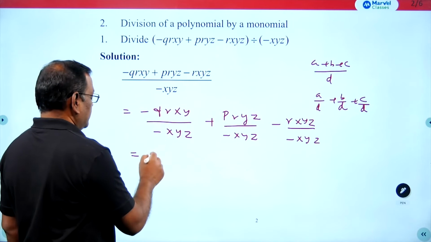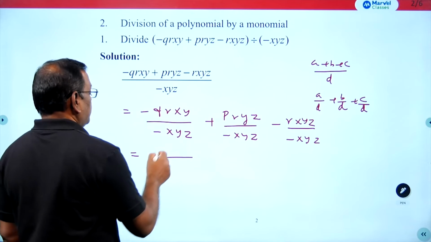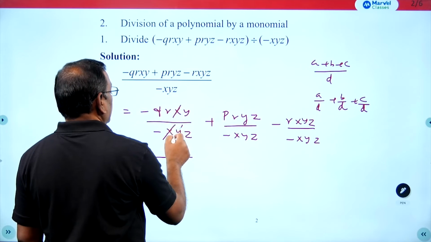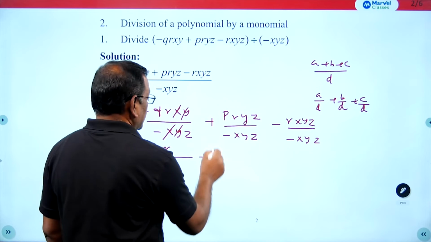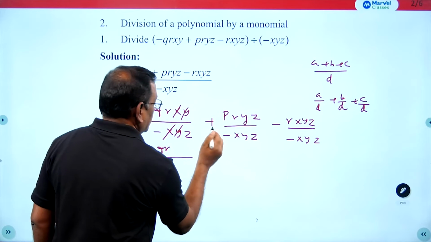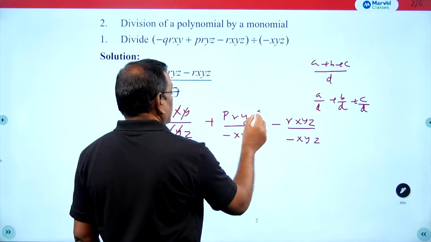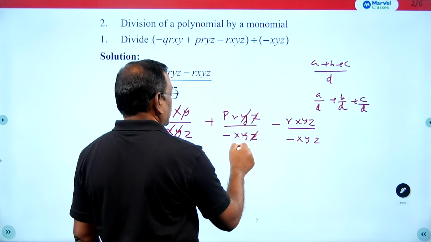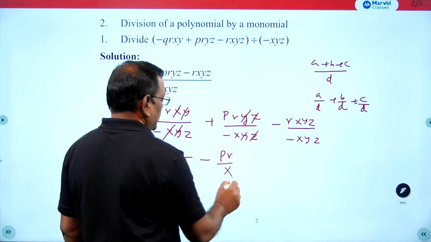Now cancel the common factors, but before going to cancel, first decide the sign. Here both are negative and hence it is positive. So what terms get cancelled? x, x cancel and y, y cancel. So qr by z plus, and plus into minus becomes minus. What variables get cancelled? z, z cancel, y, y cancel. So the sign is minus, pr by x.